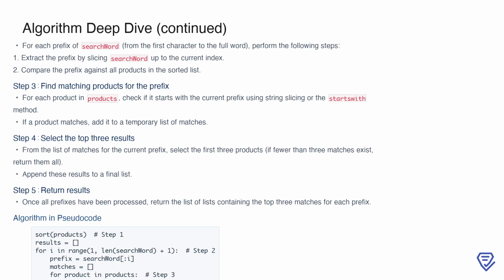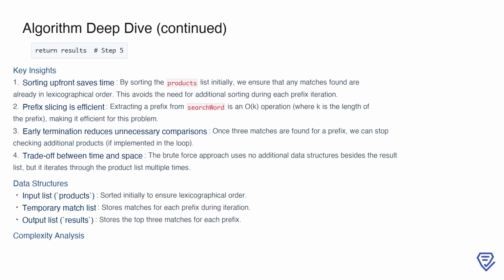Once we have the list of matches, we select the first 3 products from it. If there are fewer than 3 matches, we take all of them. These top 3 results are then appended to our final results list. After processing all the prefixes, we return the results, which contain the best matches for each prefix of the search word. This approach, while simple, ensures correctness by systematically checking every product for every prefix. Returning the final results completes the brute force algorithm.